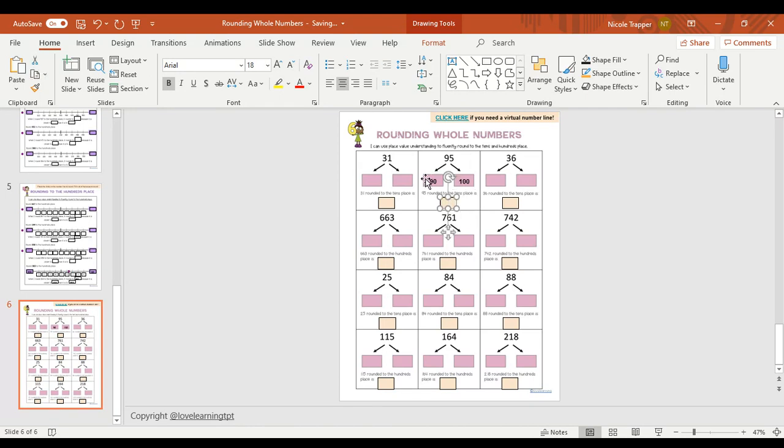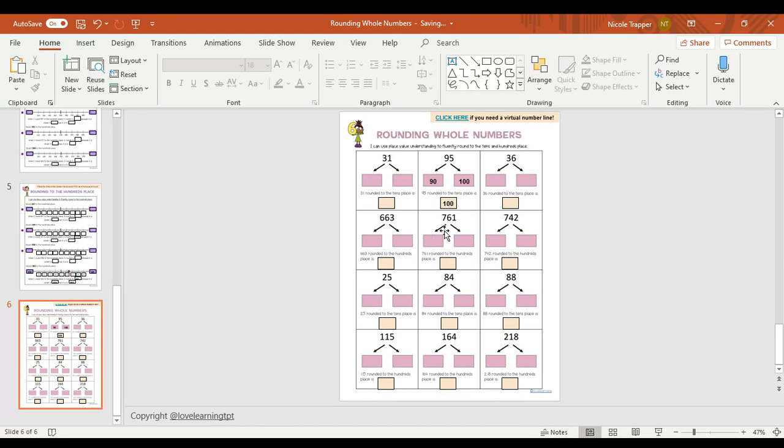So now I'm figuring out, is 95 closer to 90 or is it closer to 100? If we get a 5 or more, let it soar. We need it to soar over here to 100. 4 or less, let it rest. So because I wanted to soar and it's closer to 100, it's going to round to 100.